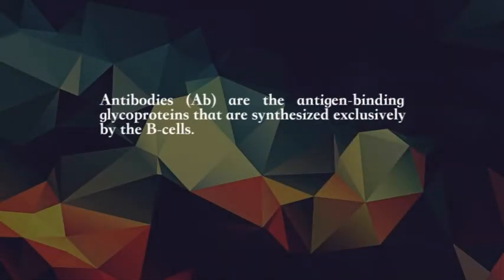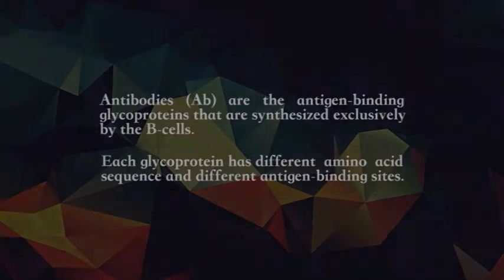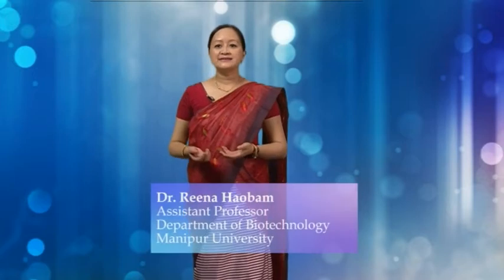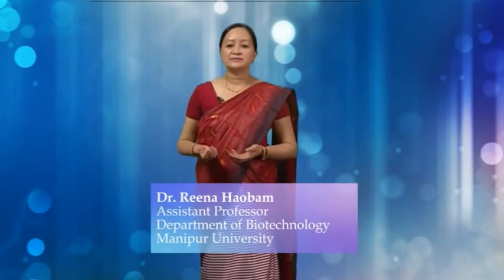Antibodies are the antigen-binding glycoproteins that are synthesized exclusively by the B cells. Each glycoprotein has a different amino acid sequence and different antigen-binding sites. They are collectively known as immunoglobulins or Ig and are the most abundant protein components of the blood plasma, constituting 20% of the total protein components.